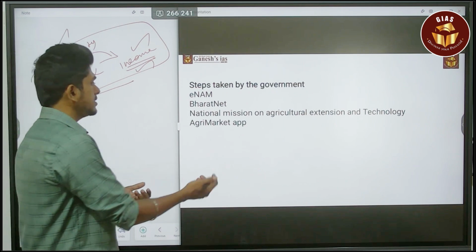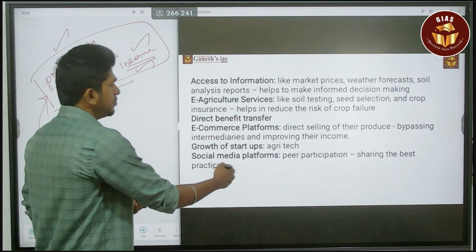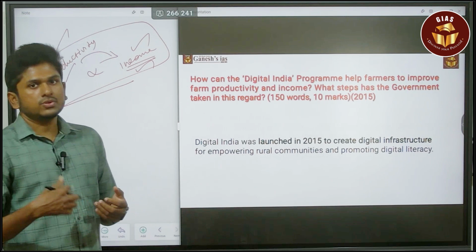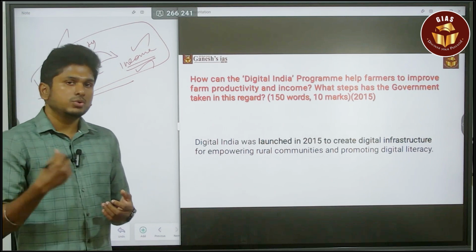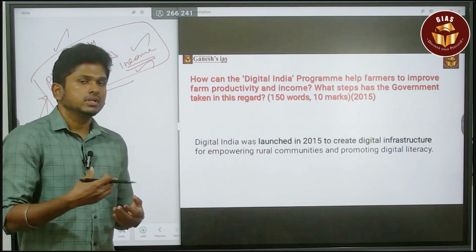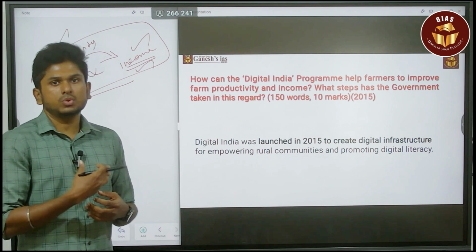So these are the certain things done by the government, but there is still an issue of reaching every part of India. That is the major issue. The government is still working on it.